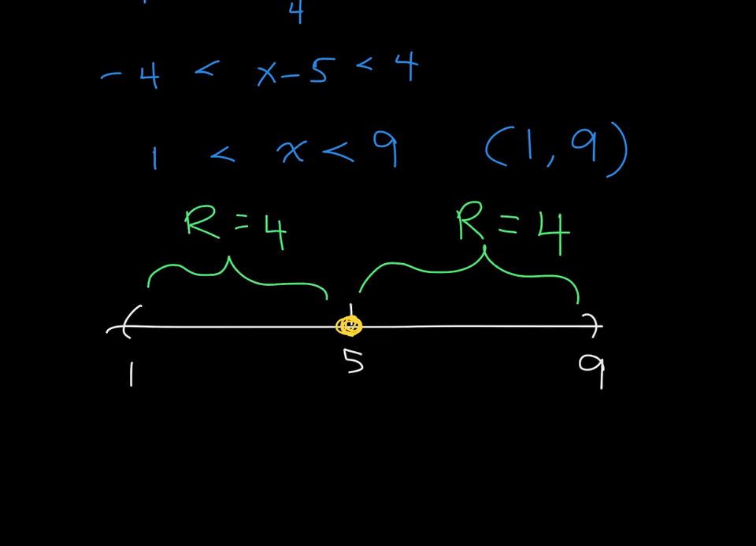What you might want to do is plug in 1 and plug in 9 into your power series to confirm that the series actually diverges at these endpoints. So these endpoints are not included. Again, I invite you to plug 1 in, plug 9 into the series to confirm that.